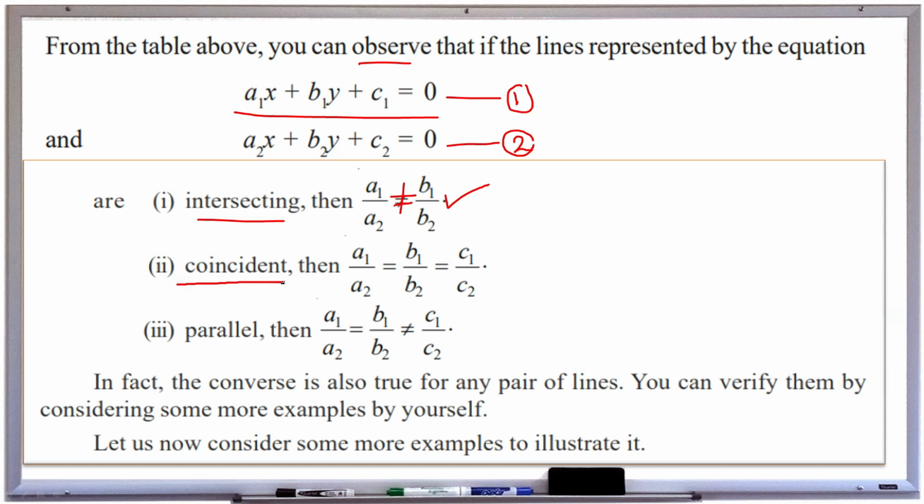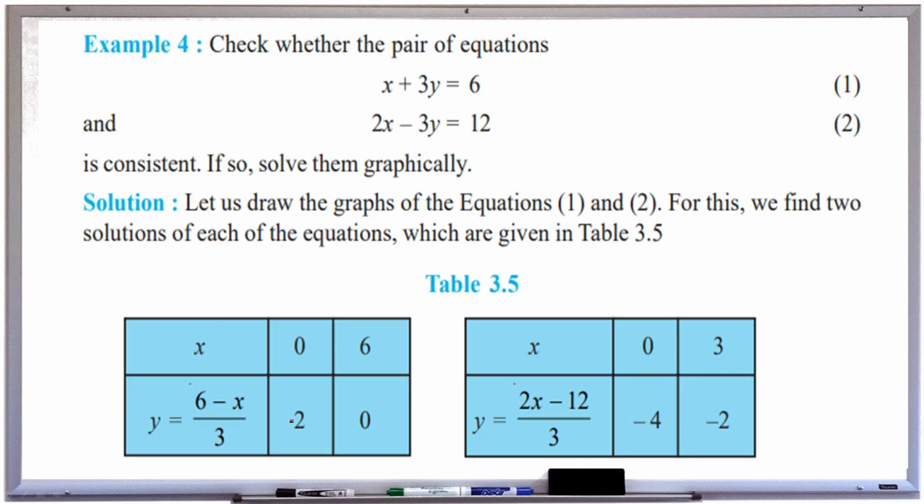Coincident means if a1 by a2 is equal to b1 by b2 is equal to c1 by c2, then we can say these two lines on the graph are coincident. If a1 by a2 is equal to b1 by b2, which is not equal to c1 by c2, then these two lines are parallel in the graph. In fact, the converse is also true for any pair of lines. You can verify them by considering some more examples. Let us see the example.